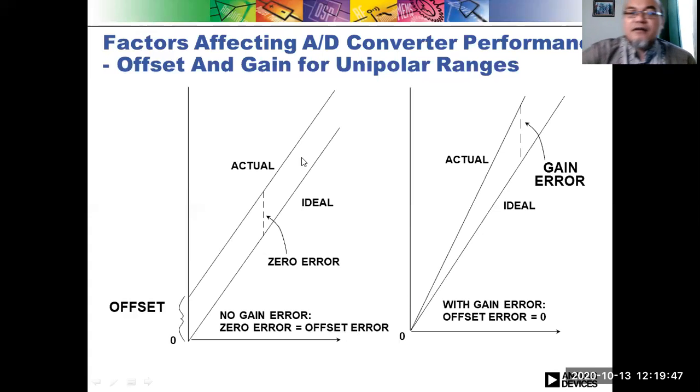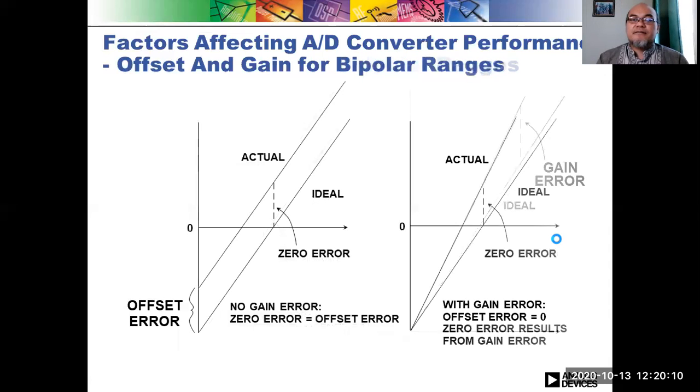In gain error, on the other hand, the offset error is 0. However, the sensitivity changes, the gain changes. Ideally, it's straight like this, but with increasing value of the input, the output will deviate with a different gradient. So this is called gain error.